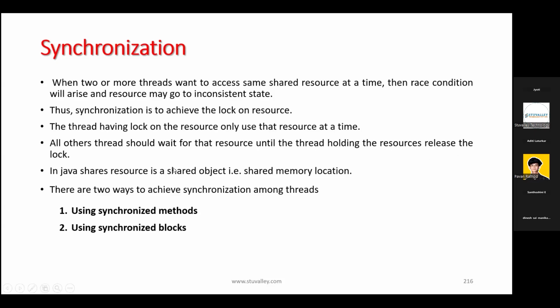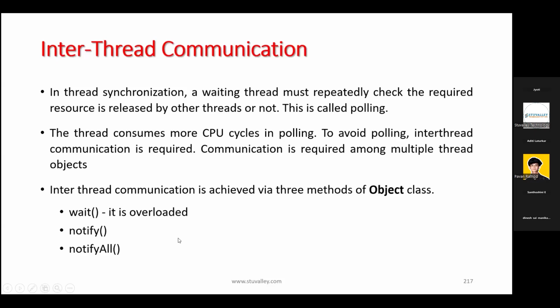In Java, the shared resource is a shared object. Here we are using the shared object, that is the shared memory location. We can achieve synchronization in Java using two ways. First one is using synchronized methods. Second one is using synchronized blocks. This is also known as inter-thread communication.